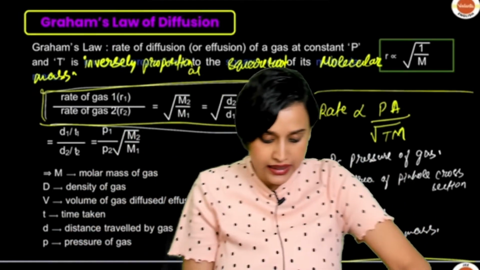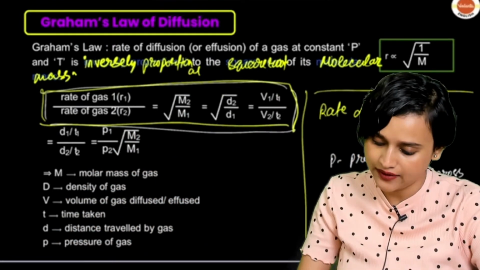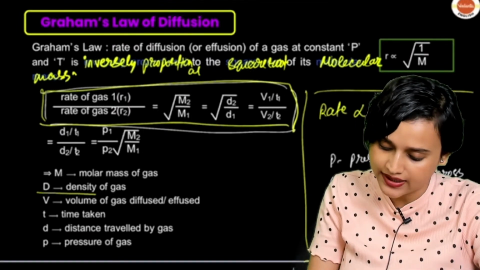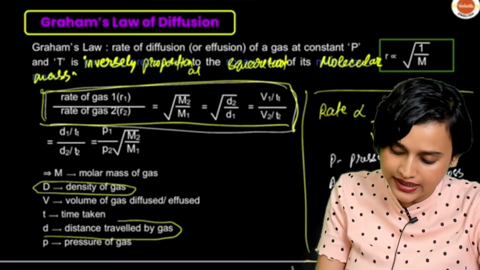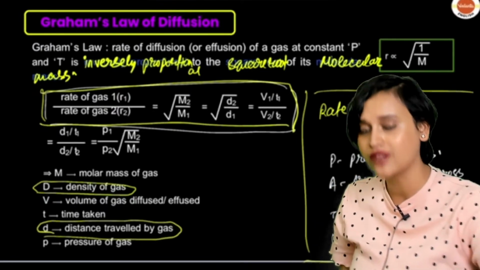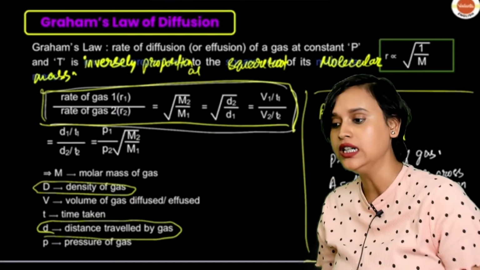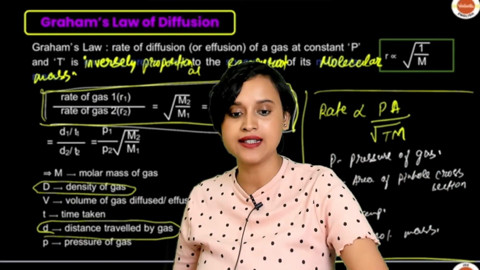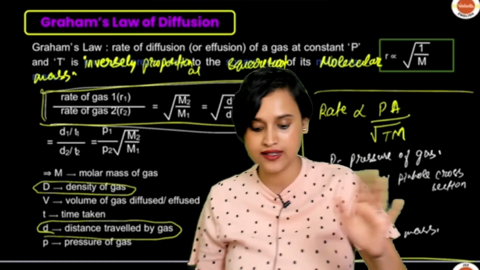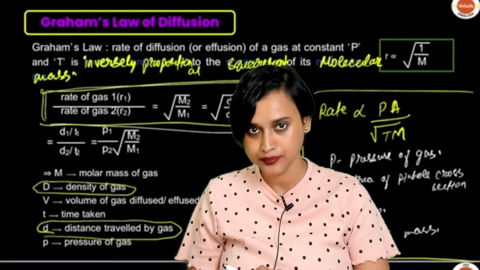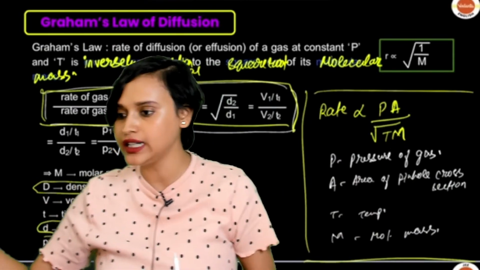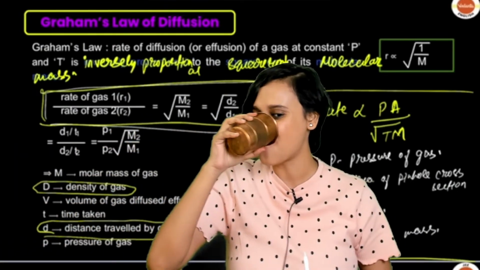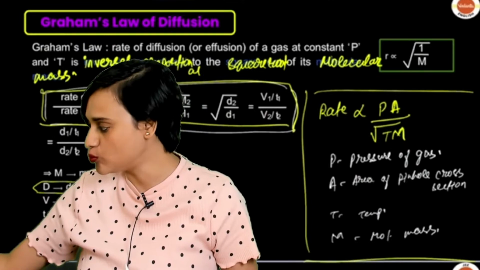But in this case, if you see, capital D is taken to be the density of the gas, whereas small d they have taken as the distance traveled by the gas. However, most of the time we denote small d to be distance. But is everything clear, guys? I hope that the explanation is easy and you are all able to understand, everybody.